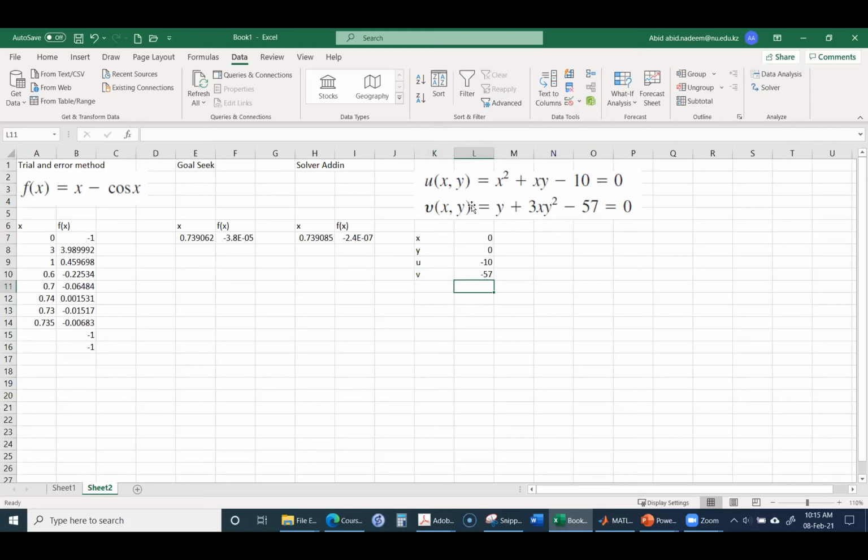Since in this case I have to solve these two equations, the values of x and y should be found in such a way that u should be 0 and v should be 0. Okay, u should be 0 and v should be 0. But we want to solve it by the Solver add-in.